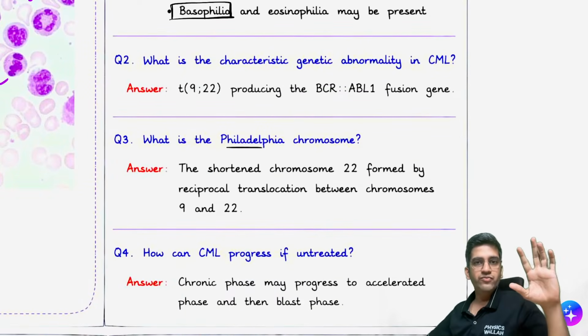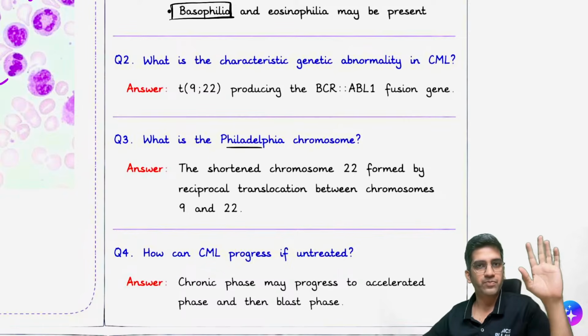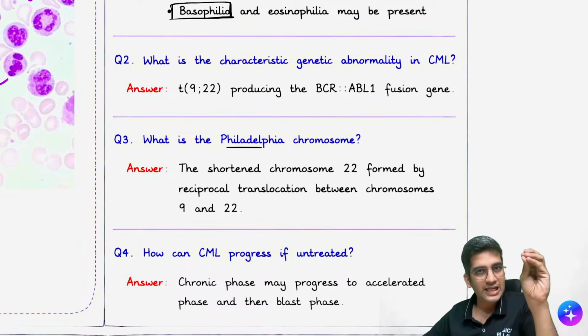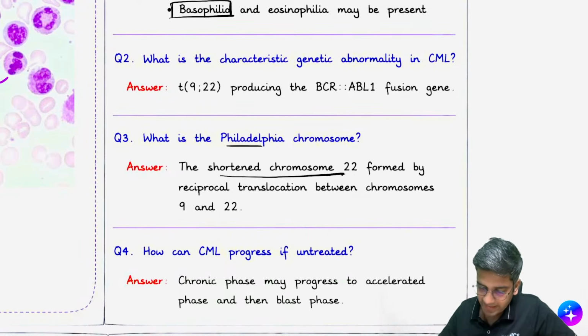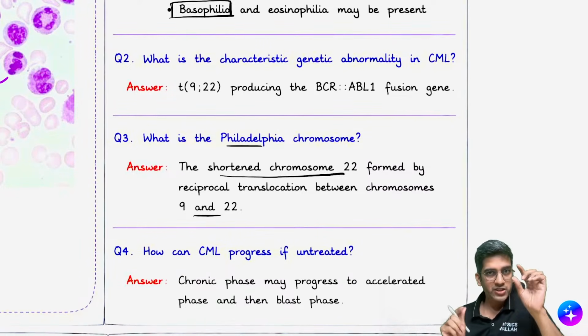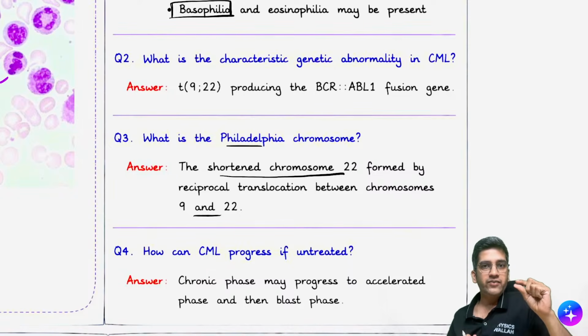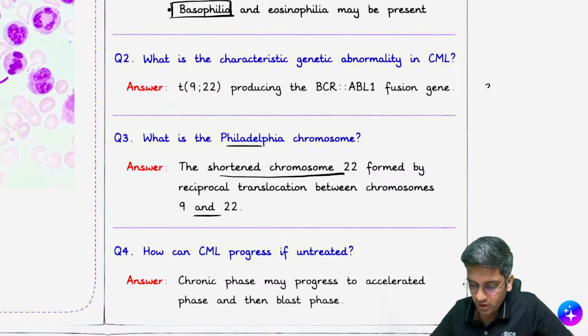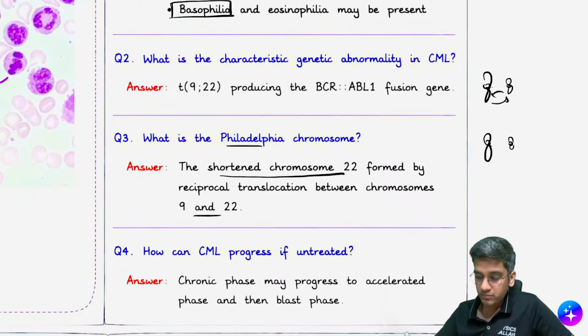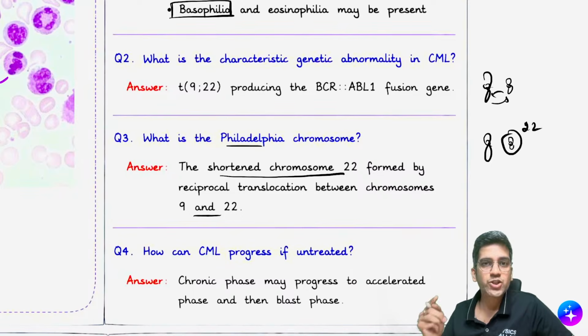Generally we say CML is Philadelphia chromosome. Actually, CML is not Philadelphia, and translocation 9;22 is not Philadelphia. What is Philadelphia is the shortened 22nd chromosome after the translocation. If they ask you what the Philadelphia chromosome is, it's not translocation 9;22. Because of the translocation, chromosome 9 has become bigger and the 22 has become smaller. The shortened 22 is called the Philadelphia chromosome with respect to CML, right?